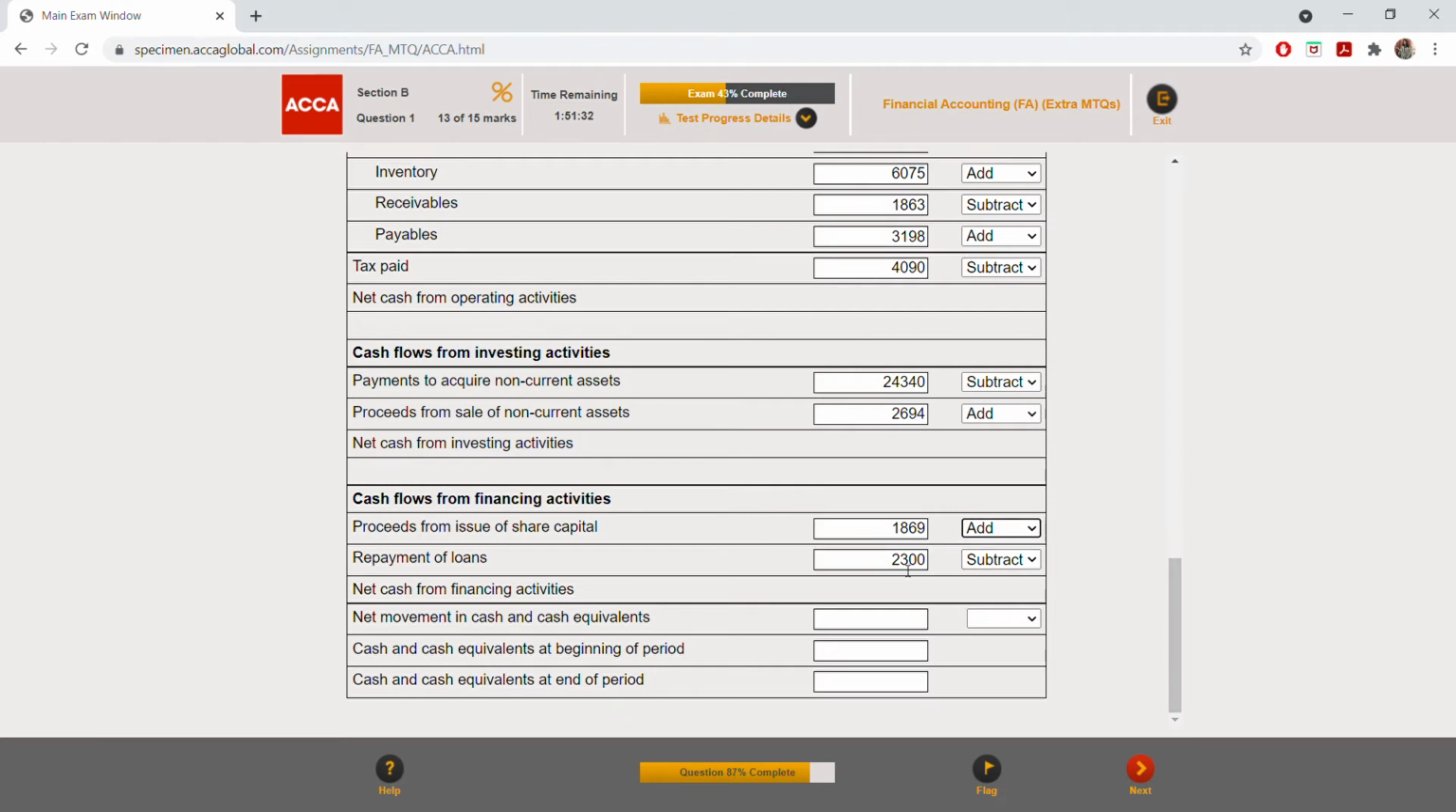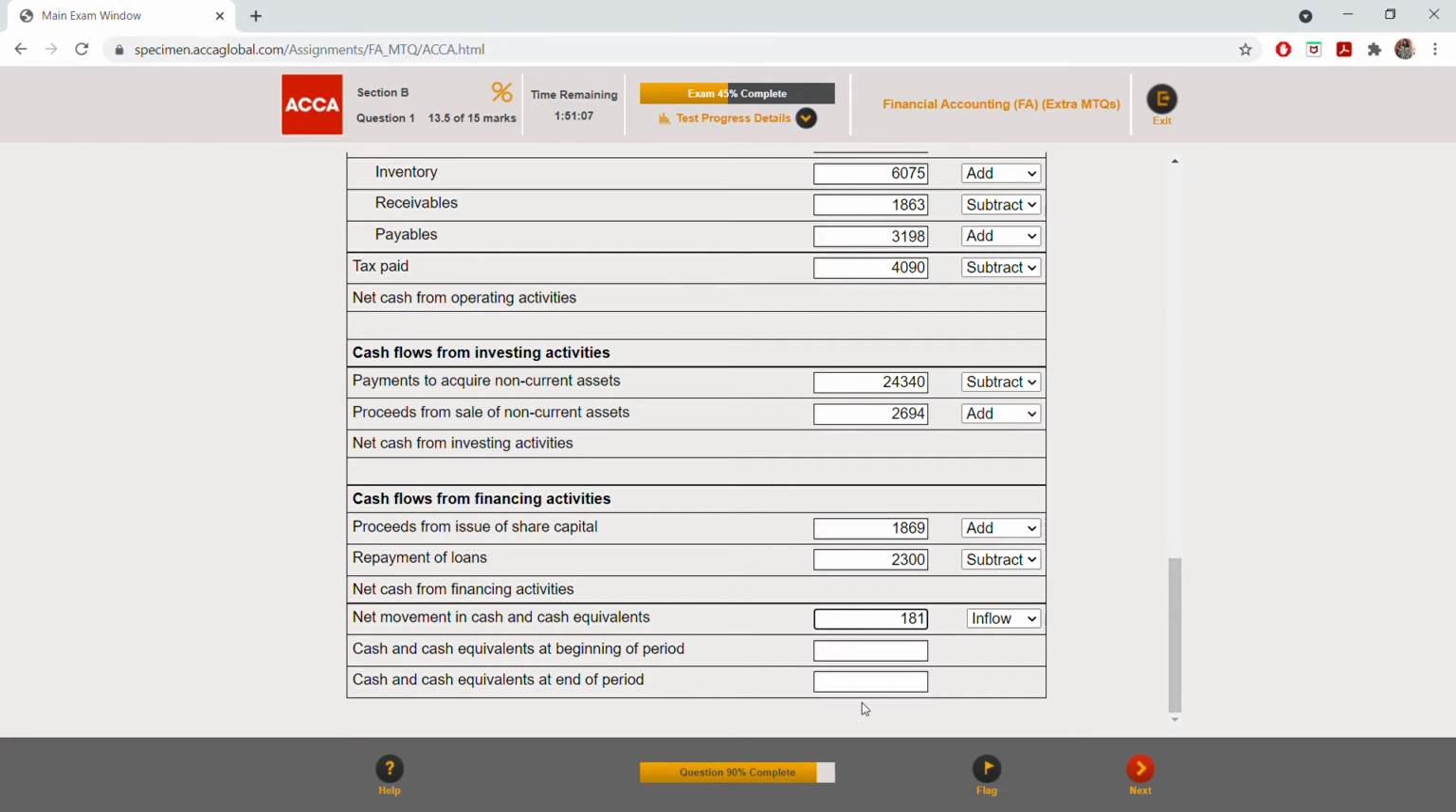Next we have net movement in cash and cash equivalent. You have to say whether it's inflow or outflow. For this it is inflow. Make sure that you do your working and you get an inflow. Next, how much? It is 181.